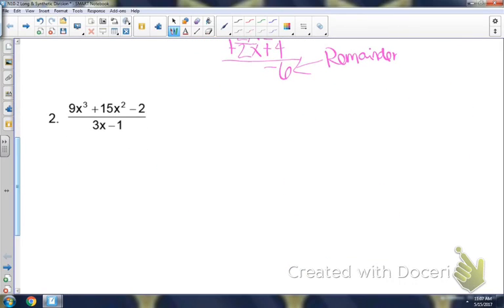Okay, so number 2, doing the same thing. 3x minus 1 needs to go on the outside. We have a 9x cubed plus 15x squared. Now, notice here, after x squared should come an x, and there's not an x there. So instead of just skipping over it, I'm going to put a 0x. That'll help me once I'm combining like terms when I'm dividing here. And then bring down your minus 2.